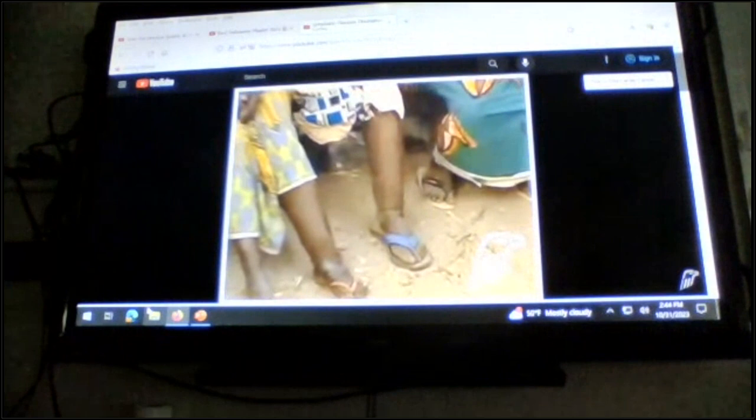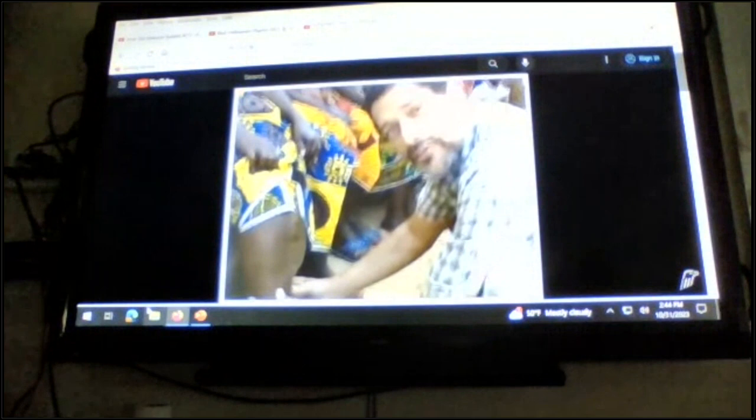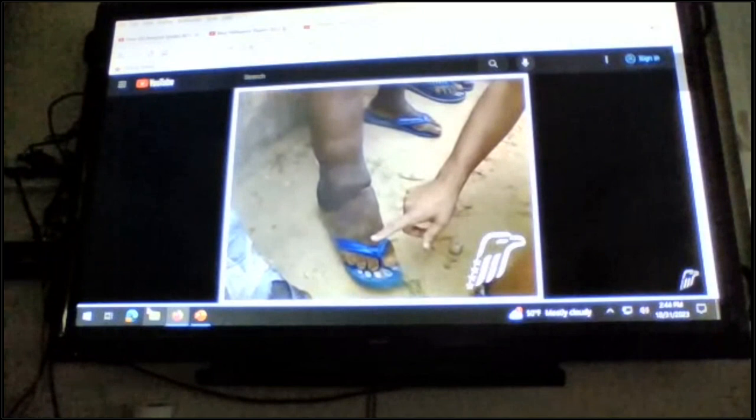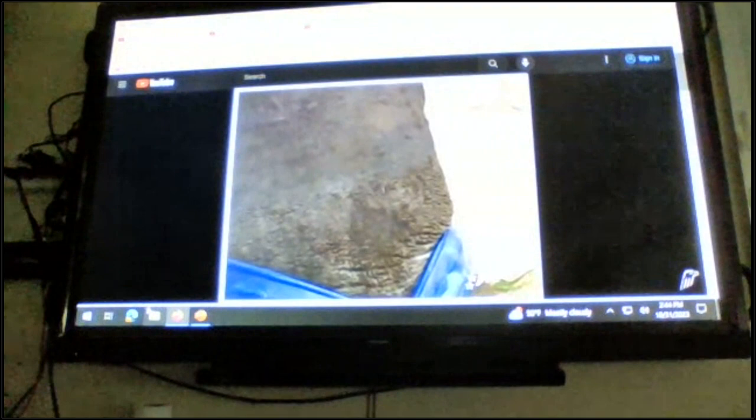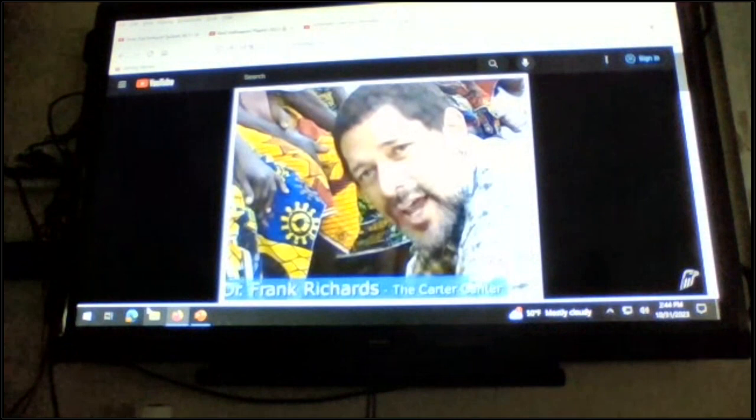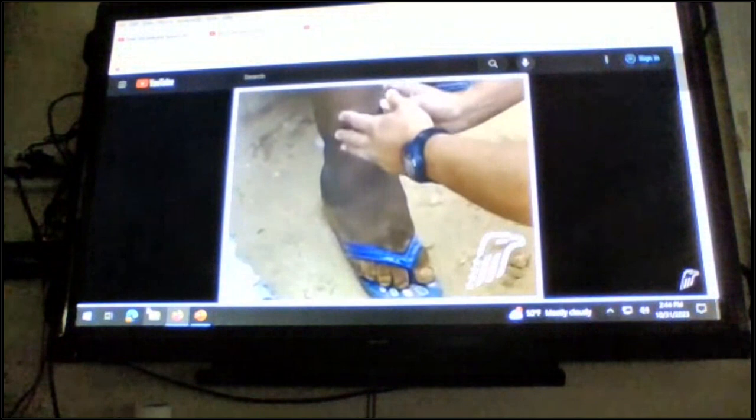Here, this woman is an example of an early stage of elephantiasis. The leg is very hard. It's very hard for me to press on it. And here, if you can see this, there are small bumps developing on her toes and on the foot. And this will continue to harden and the skin will continue to change so that it'll become like an elephant skin. And that's where the word elephantiasis has come from.